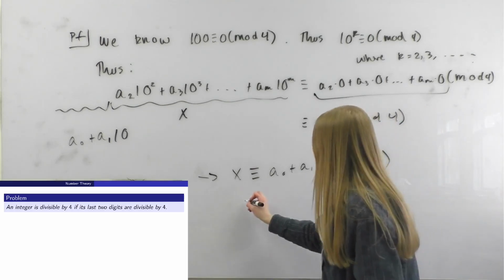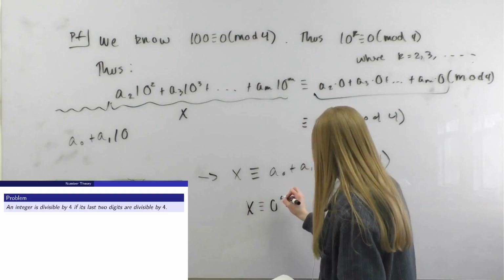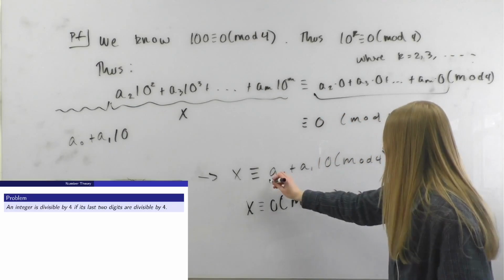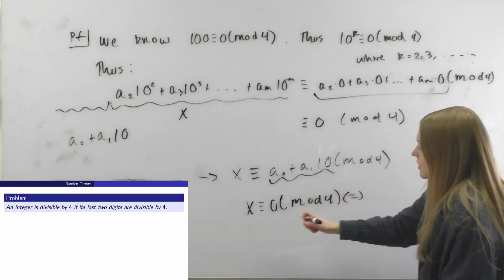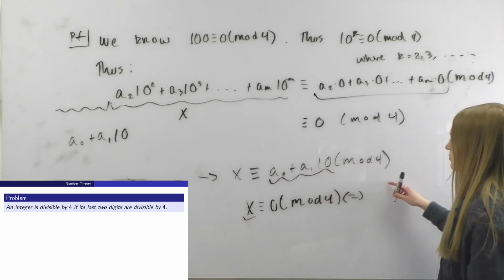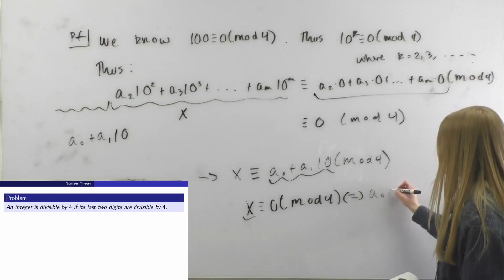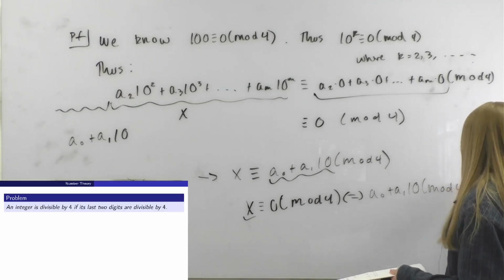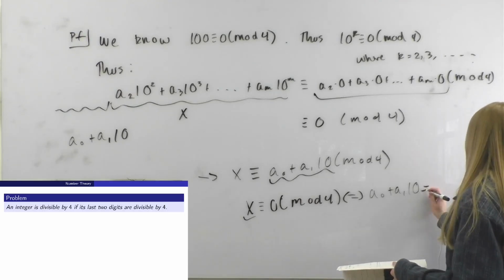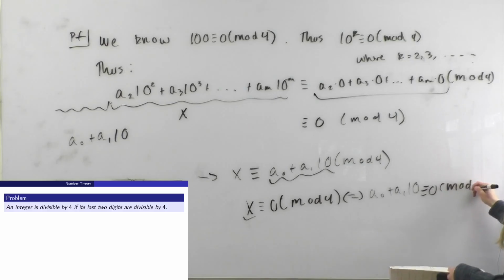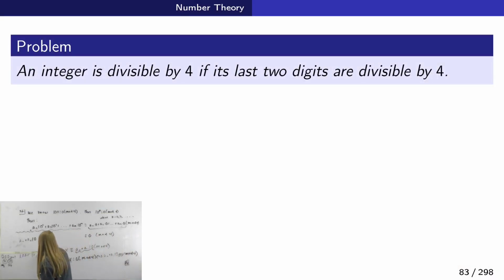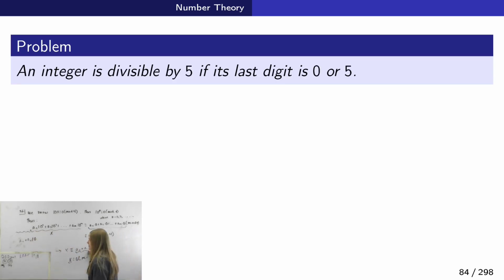So this is just it. Basically, x is congruent to 0 mod 4 if and only if the last two digits of x are congruent to 0 mod 4. So a0 plus a1 times 10 mod 4. Oh, I forgot the 0 piece. Congruent to 0 mod 4. QED. All right. Then we'll go to 5.